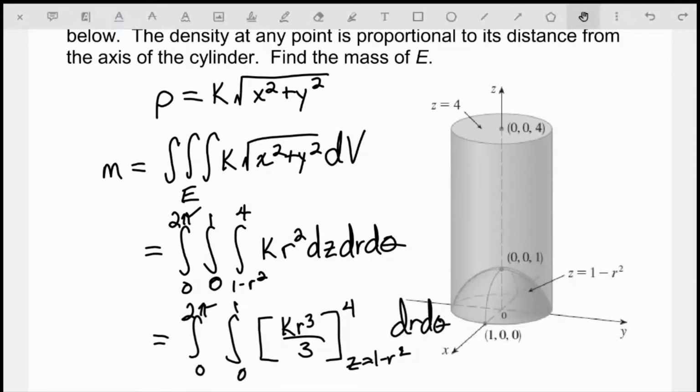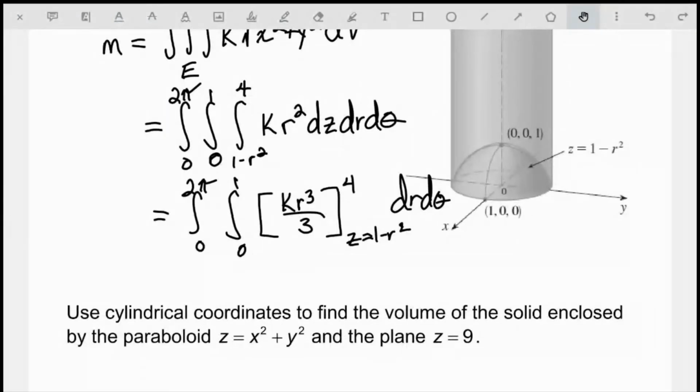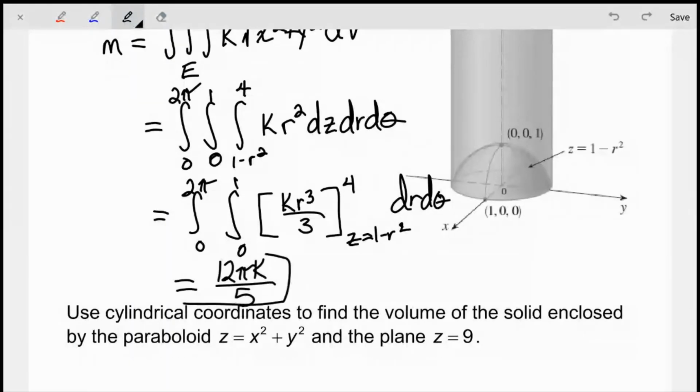So obviously there'd be a little bit of algebra there to simplify that kr cubed over 3 down using those limits of integration. But then we just have, again, really kind of a double integral that can be separated into 2 single integrals that we can multiply together, or just solve the inside integral and multiply by 2 pi since there's no thetas here this time. What you would end up with here for the mass is 12 pi k over 5. Okay, so again, not that difficult to do, and it's kind of obvious in a lot of these scenarios why we would be using cylindrical coordinates.